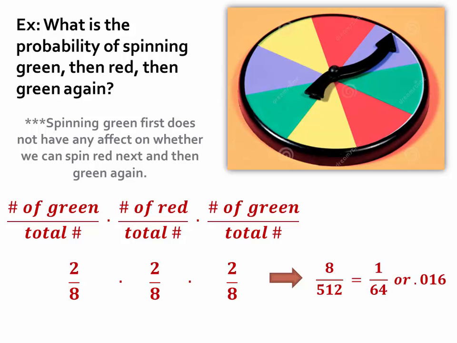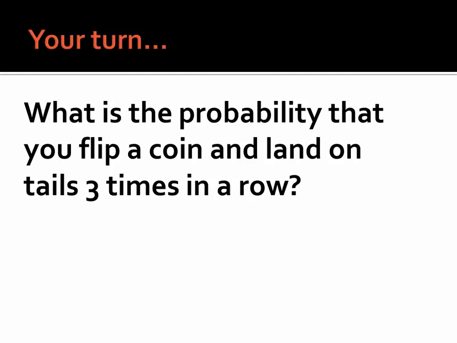So what I want you to do is find on your piece of paper the probability that you flip a coin and land on tails 3 times in a row. So we're doing this thing 3 times. You're looking at the outcome you want and how many outcomes there are, just like we did that last one. Sitting there and not solving it is not going to help you.